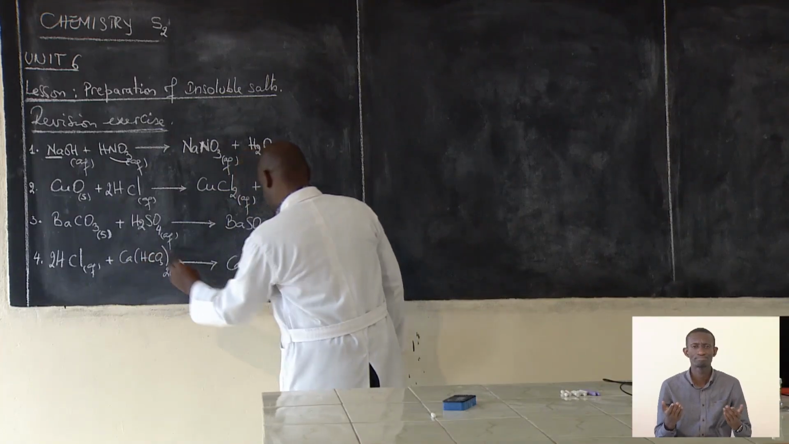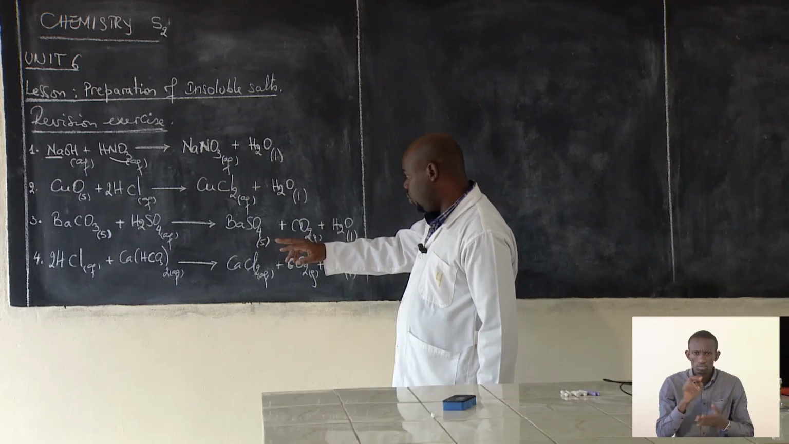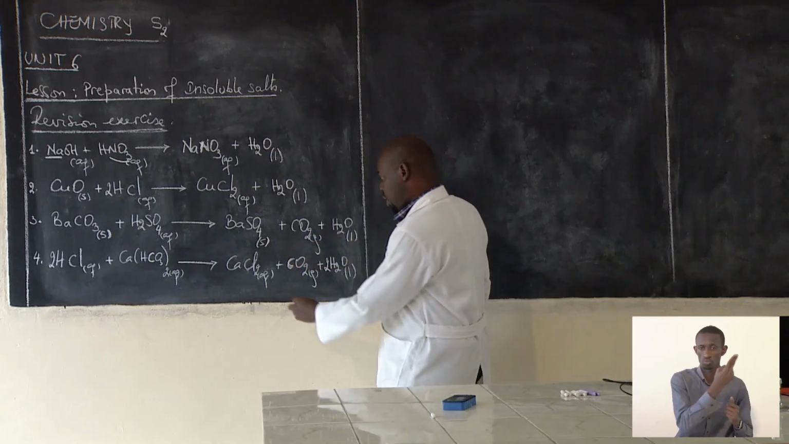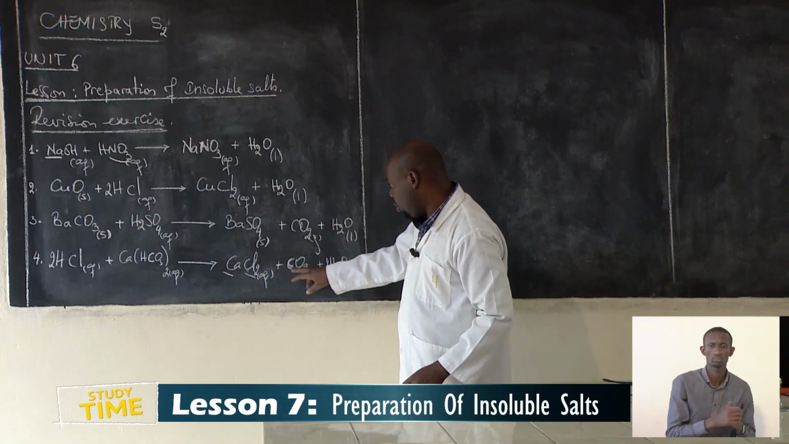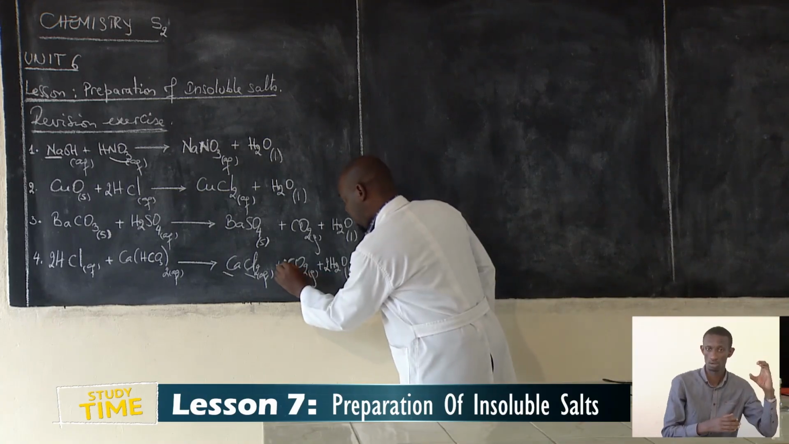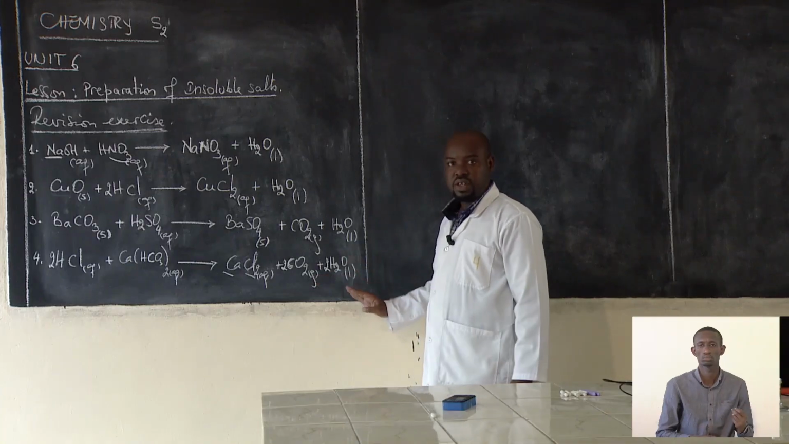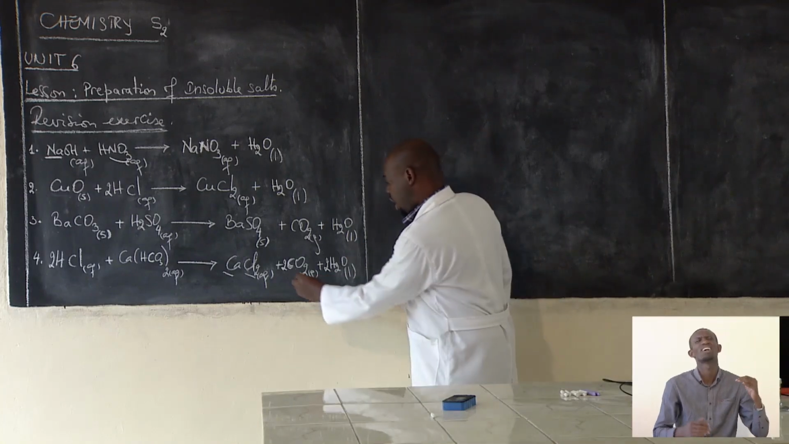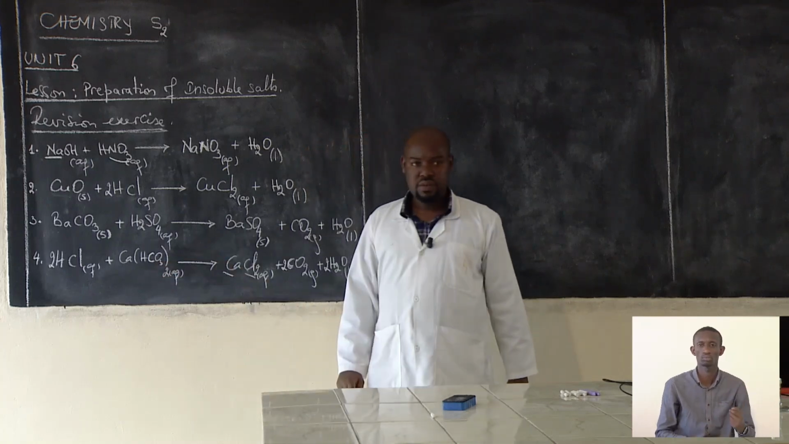hydrogen carbonate. Let's check if this is balanced. We have 2 HCl, so we have 2 chlorine and 1 carbon. We have carbon dioxide. The carbon dioxide, we need 2 here, and even the oxygen atoms like this, they are balanced. So we have 4 here and 2, making a total of 6.